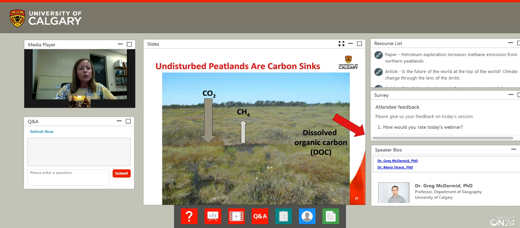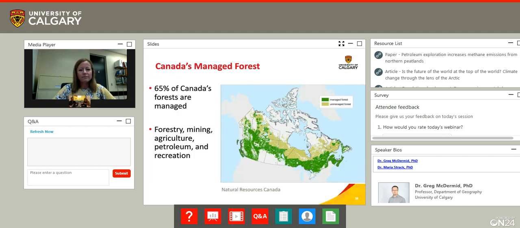But one of the things that we're interested in is what happens when these systems start to become disturbed. And I'm going to throw it back over to Greg to talk a little bit about some of the disturbances in the boreal forest.